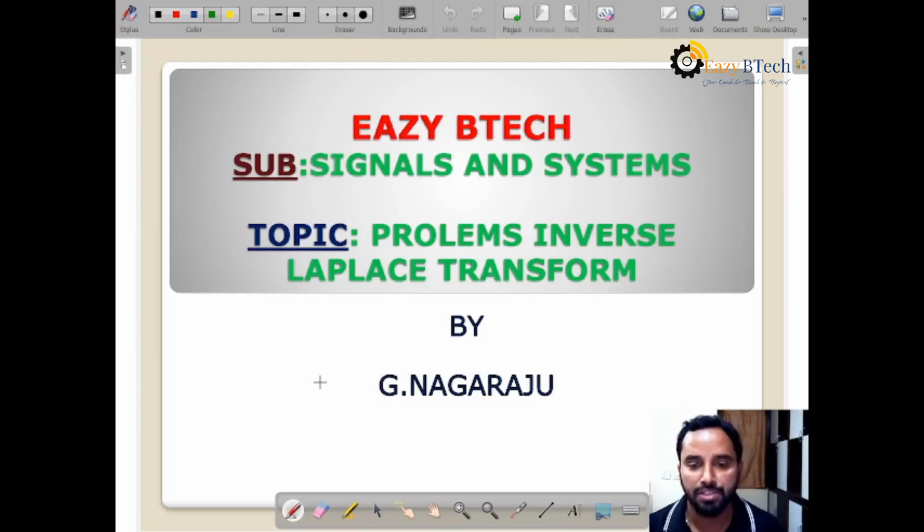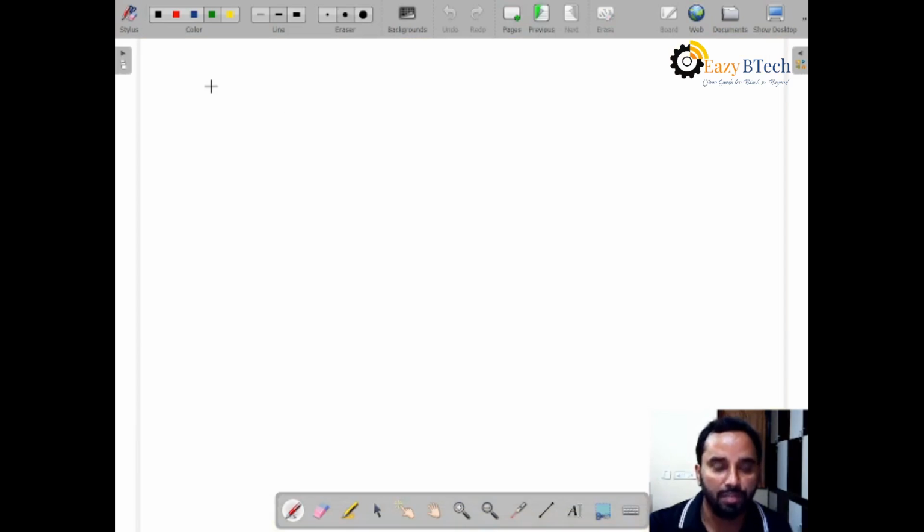Let's start our session on the inverse Laplace transform. Before going to the inverse Laplace transform problems, let's look at causality and stability. When is the system causal, and when is the system stable? Using the Laplace transform, we can say that. So first we think about causality, the causal system, with examples.